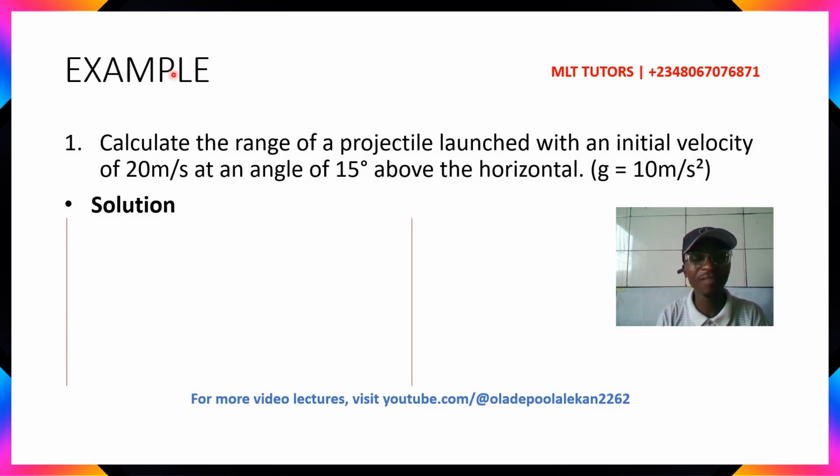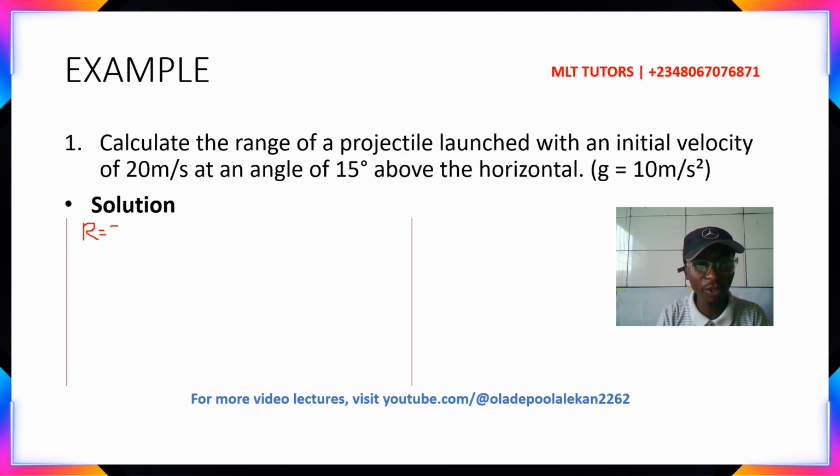Alright learners, so we have an example to try now. Question 1. Calculate the range of a projectile launched with an initial velocity of 20 meters per second at an angle of 15 degrees above the horizontal, and g is equal to 10 meters per second squared. Alright, that's a very simple question indeed. So identify the problem. We are looking for range. R is unknown.